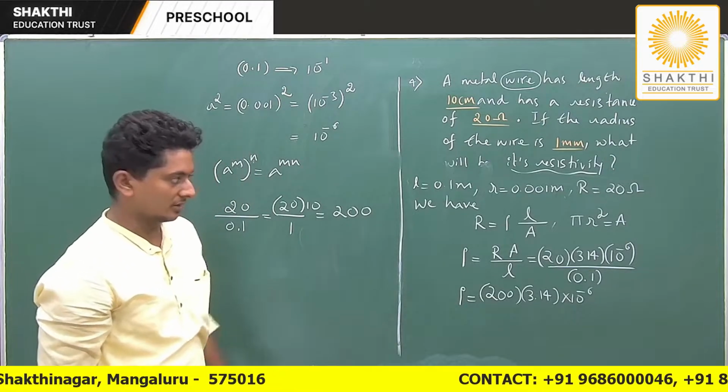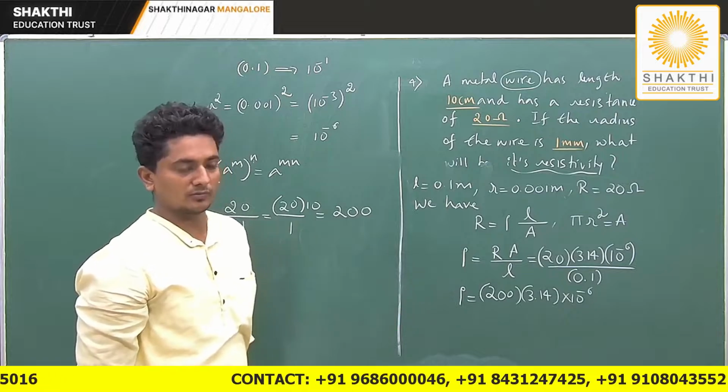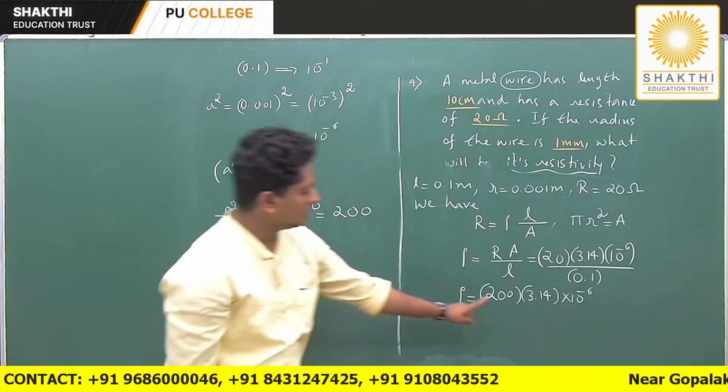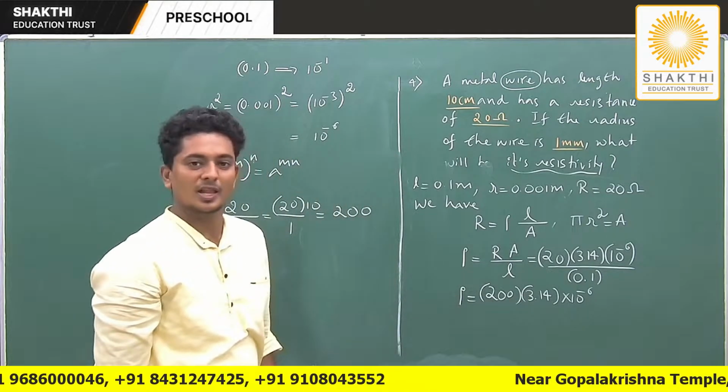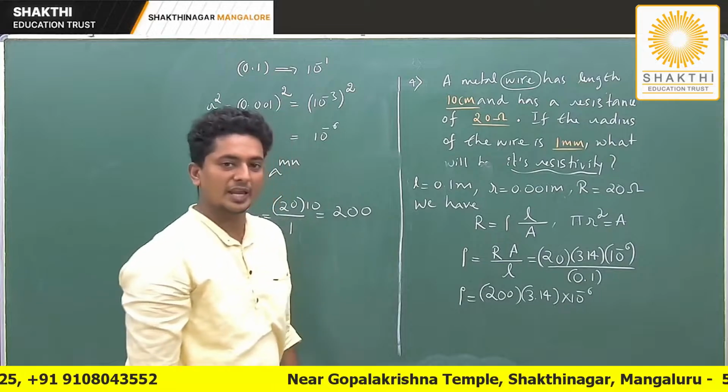I hope it is clear. See, analyze carefully. Carefully you have to solve. So next I have 200 into 3.14. See, I have 2 into 3, 6. 2 into 1, 2. 2 into 4, 8. So I'll do it here.